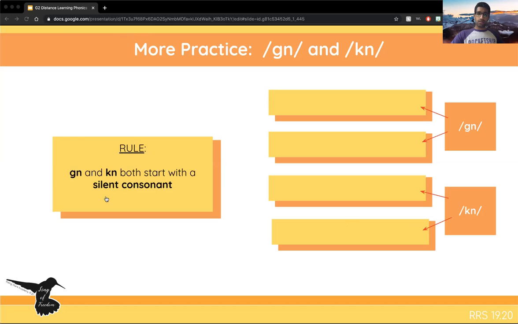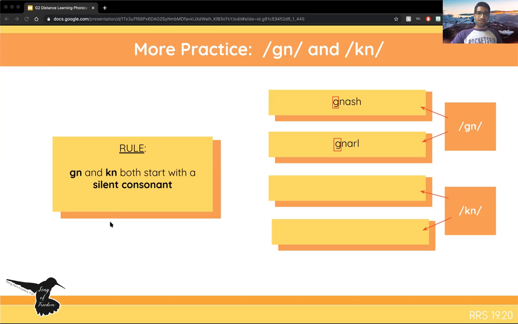Your first word was gnash. Let's take a look. Gnash. And then your second word was gnarl. Gnarl. I think it's so strange, but remember that you're not pronouncing this G, but it is still part of the spelling of the word. It's still part of it, so don't forget it. It's silent, but it's there.